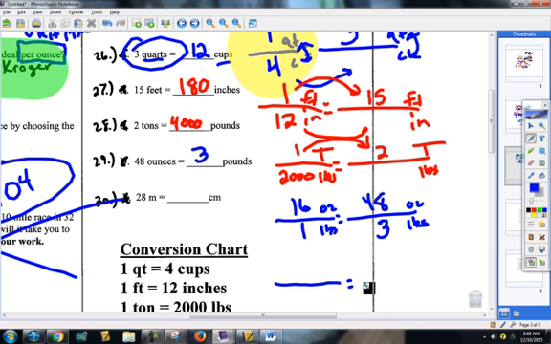Okay, and the last one, you're doing meters to centimeters. There are 100 centimeters in 1 meter. And we have 28 meters, so times 28 would be 2,800.